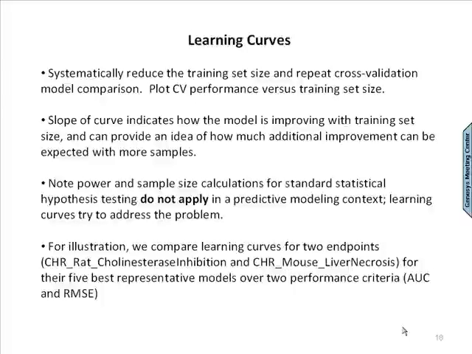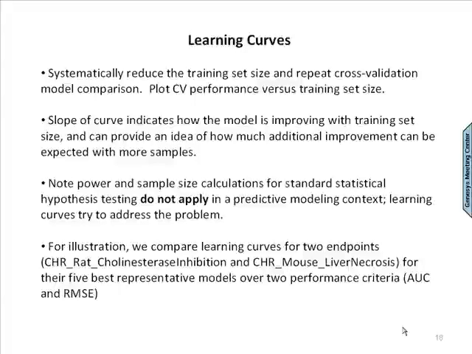So what we do with learning curves is we intentionally reduce the size of our data and then rerun our cross-validation exercise and then see how our performance degrades as we get smaller. We get a curve, and then we can extrapolate beyond that to see whether we are really improving quickly or are things flattening out.